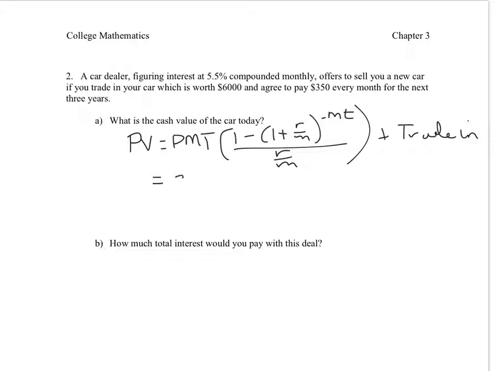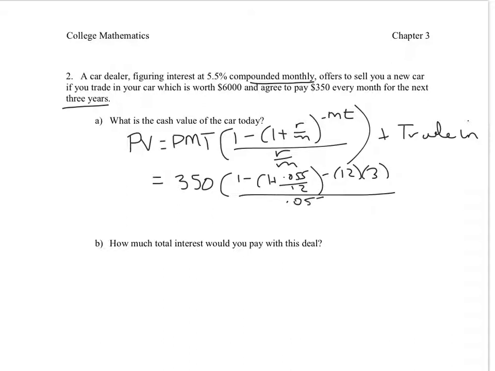So you're going to pay $350 a month. We're going to fill in 1 minus 1 plus. We've got 0.055 compounded monthly, so that's a 12. Raised to the negative 12 times, you're doing this for 3 years, so your time is 3. Plus, don't forget, your car that you're trading in is worth $6,000.